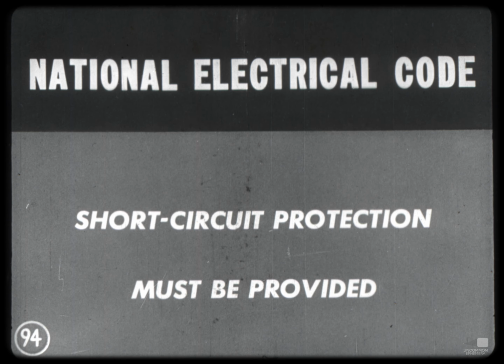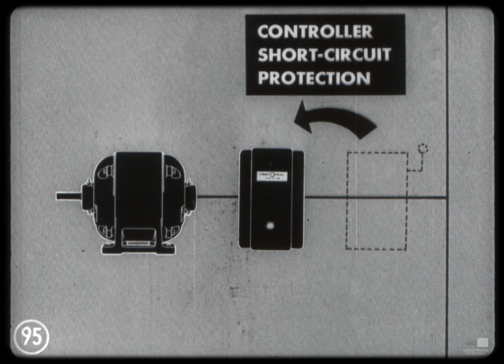With any application, the National Electrical Code states that short-circuit protection must be provided by fuses or circuit breakers for both the control and the branch circuit supplying the motor. Often it's more convenient to obtain short circuit protection for the controller itself in the same control unit which provides electrical protection and operating features rather than in a separate unit.